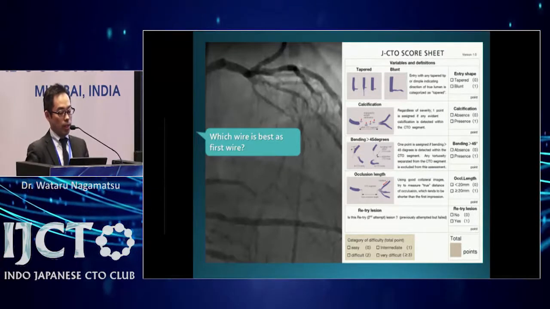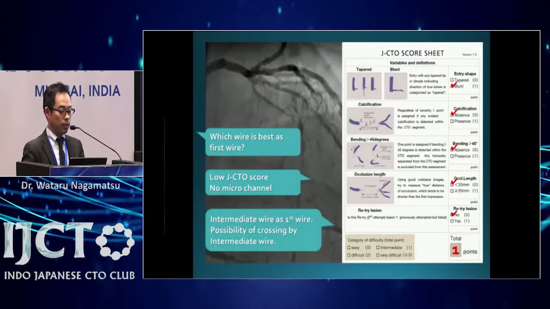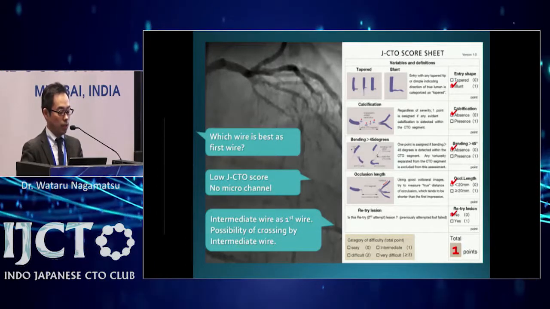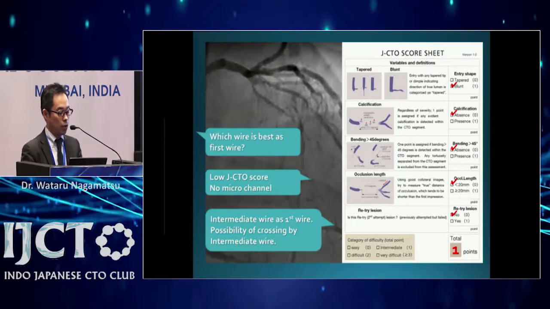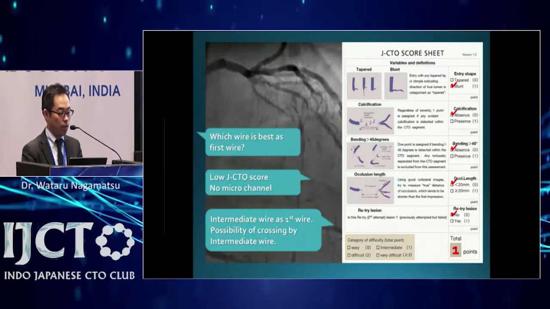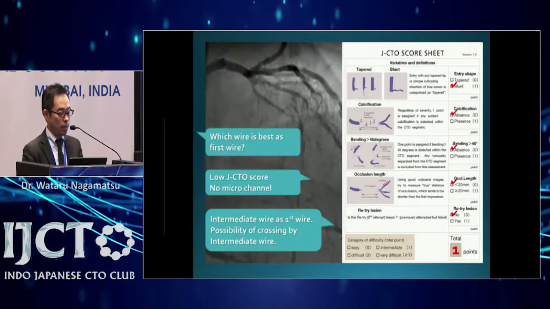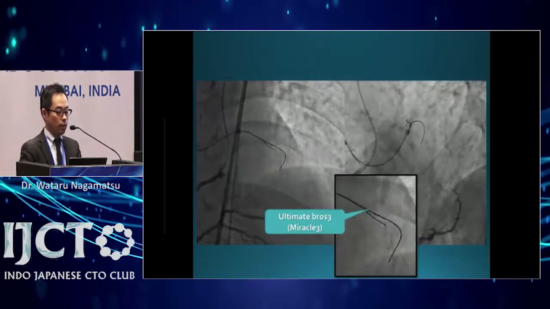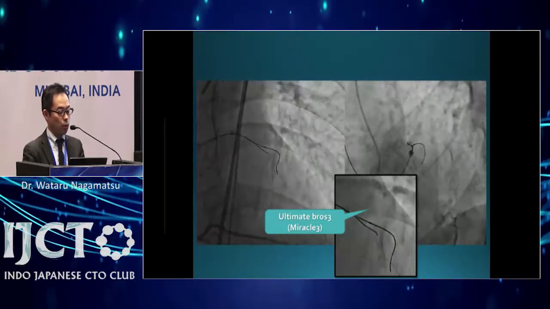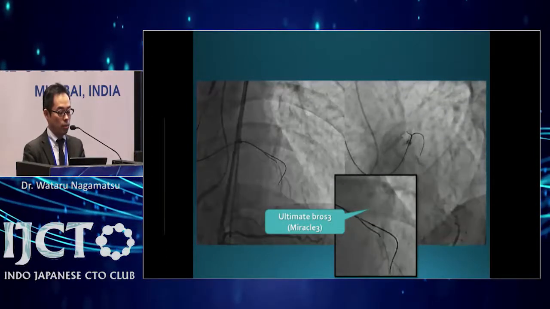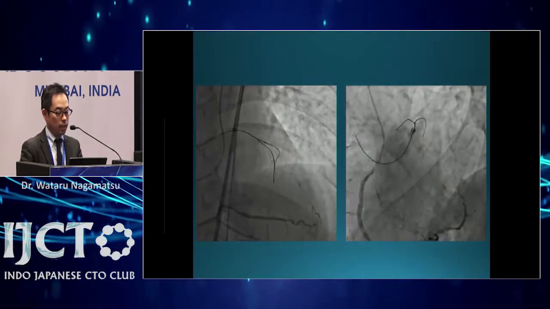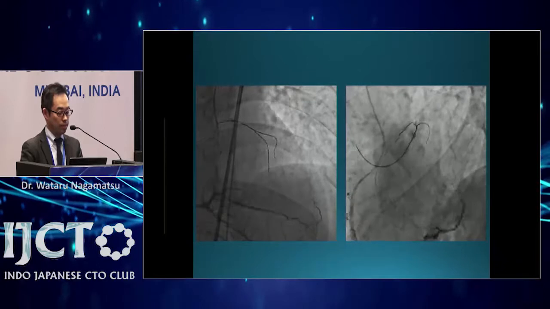Okay, and going back to the previous question: which guide wire is best as the first wire? This case has a J-CTO score of 1, a very low score, and there is no microchannel. So this time we should choose an intermediate wire as the first wire, since there is a possibility of crossing with an intermediate wire. Actually, I chose a Runthrough or UB3 or Miracle 3 intermediate wire, and advanced to the region very well, close to the region. And finally this intermediate wire passed through the CTO region.